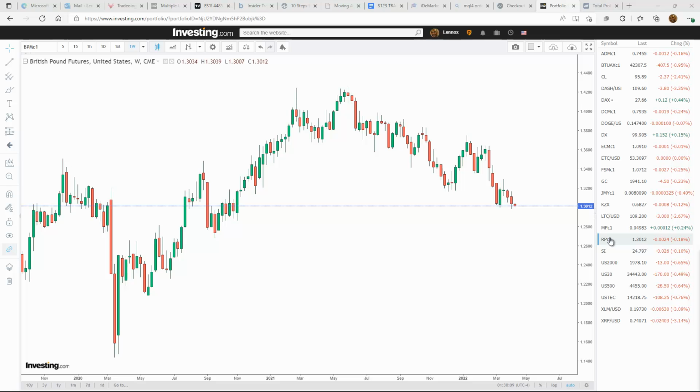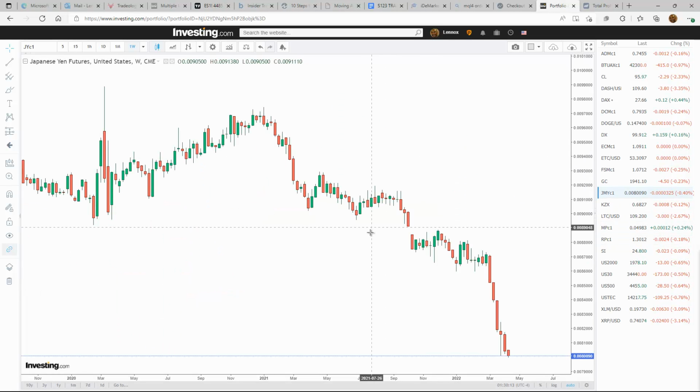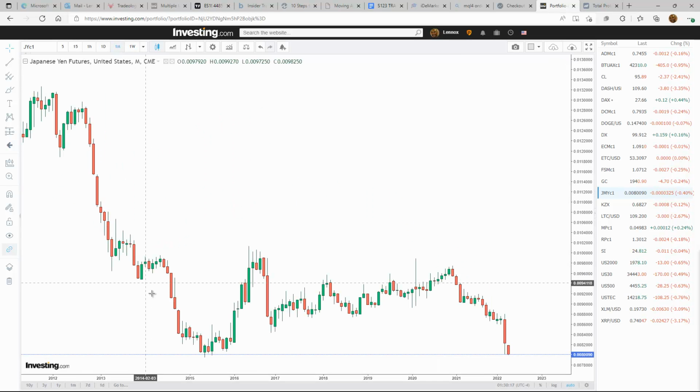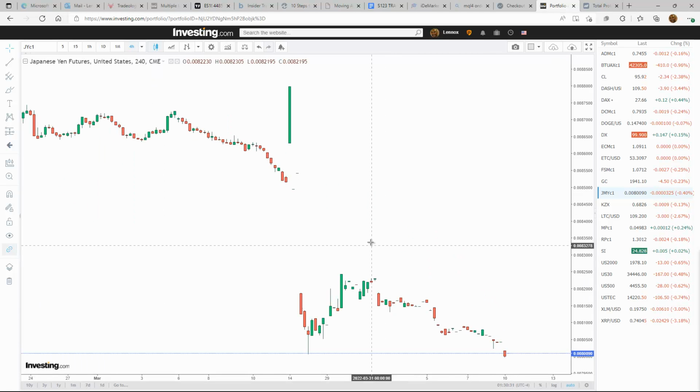Looking at the Japanese yen, it also has been super weak, and you can see that. I'm going to go to the monthly on this one. We're right at a support. So it looks like again that we're just going to slice through the support and continue down. So not looking too good for the Japanese yen overall. Very weak. All right, so that's a look at some of the currencies.